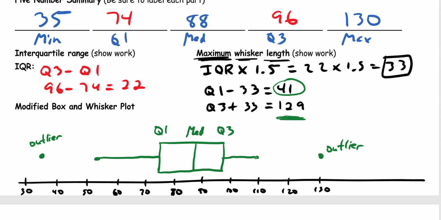So you see our two outliers. You see the maximum whisker length for these. Again, those are all data points. And we're done. That's our box and whisker plot, our modified box and whisker plot.